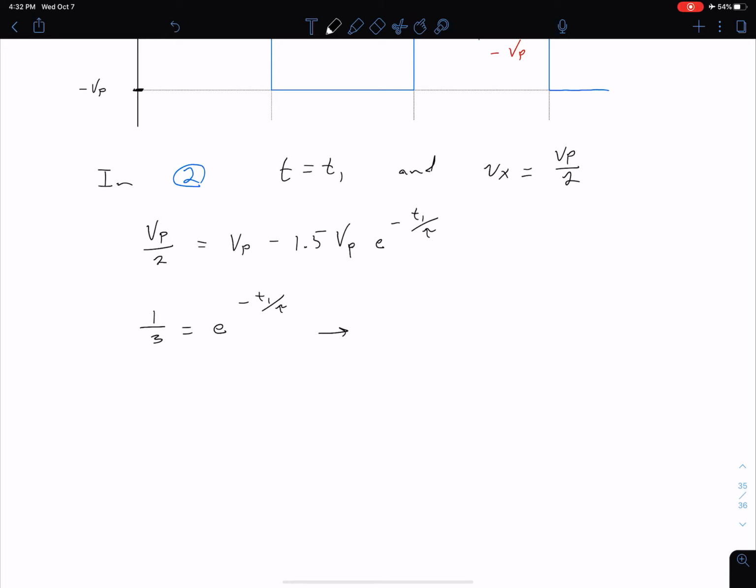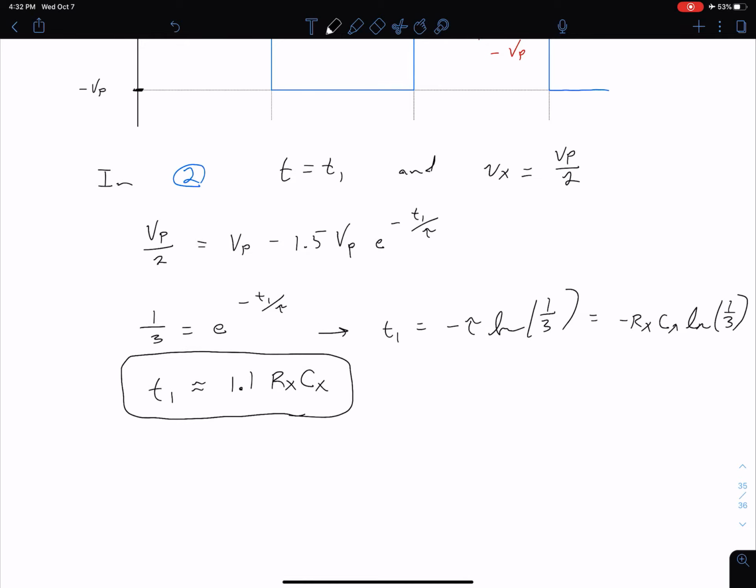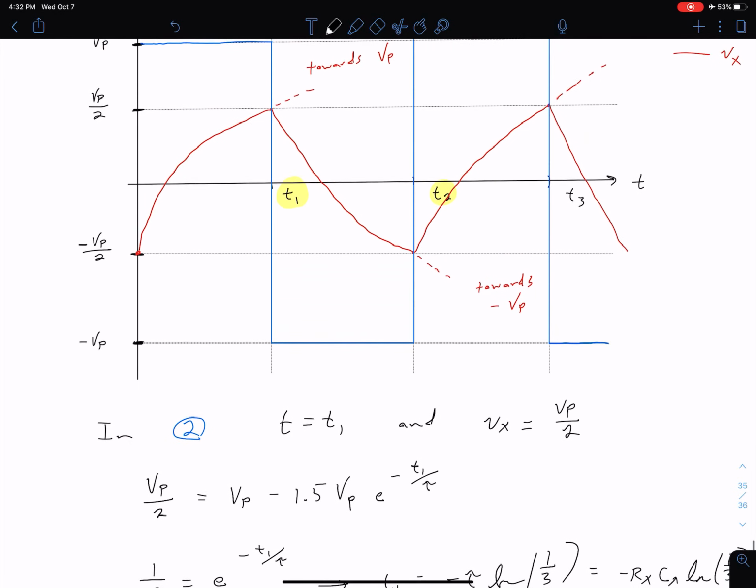And ultimately then we can solve that for t1, which is equal to negative tau log of 1/3, which is equal to negative Rx Cx natural log of 1/3. So we can say T1 is approximately 1.1 times Rx Cx. Okay, so that's our value for T1.